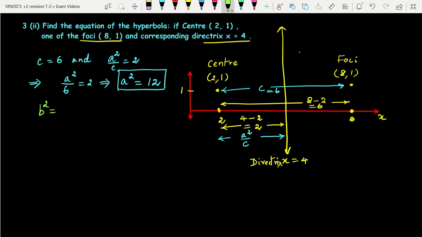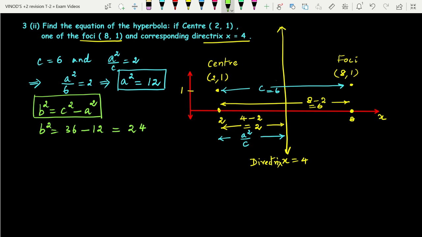B square is equal to c square minus a square. For hyperbola, b square is equal to c square minus a square. So substituting your a square value and c value, we can write b square is equal to 6 square, c is 6, so 6 square is 36 minus a square is 12, so b square is equal to 24. 36 minus 12 is 24. So now we know the a square value and b square value.